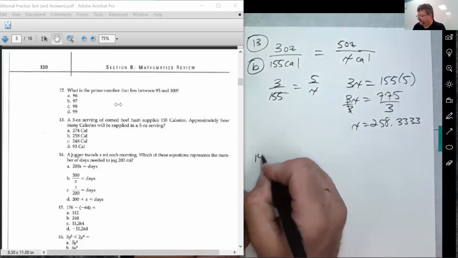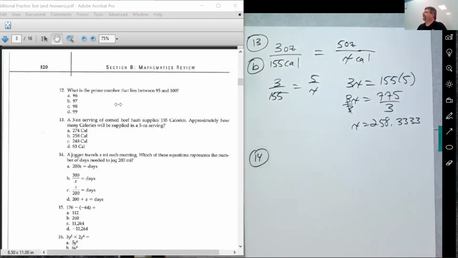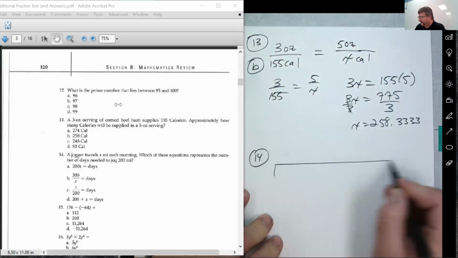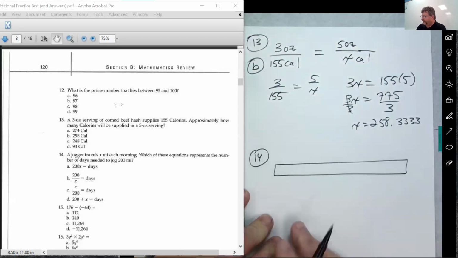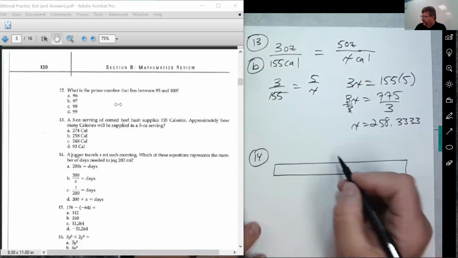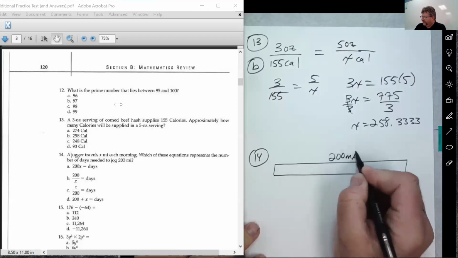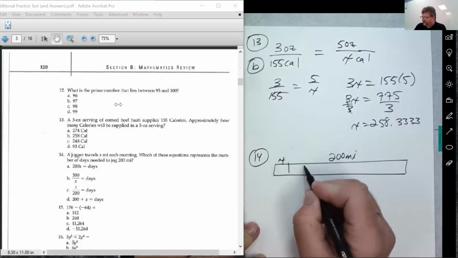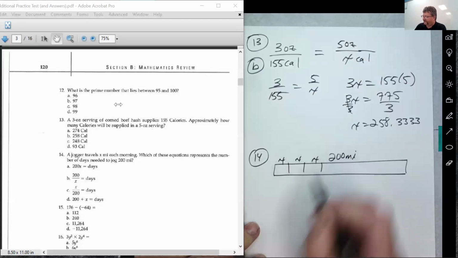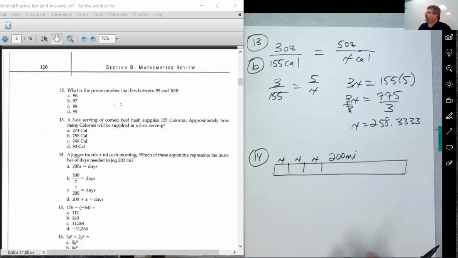Okay, 14. A jogger travels X miles each morning. Which of these equations represents the number of days needed to jog 200 miles? Okay, well, it's the same idea, like that tape we were cutting. I got this tape that's 200 miles long, right? And each day I jog X miles, the next day X miles, the next day. How long is it going to take me to get to that 200, right?